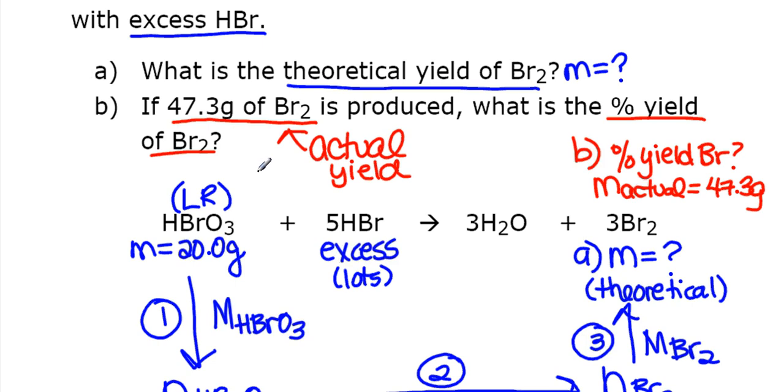If you remember what our percent yield formula is, we need the actual yield divided by the theoretical yield times 100%. We have the actual yield, 47.3, and we just calculated the theoretical yield in part A. So now we have the two values we need to calculate percent yield. So again, since this is new, I want you to try and pause the video, do your percent yield calculation, and when you're ready to check, we'll take a look at the answer.